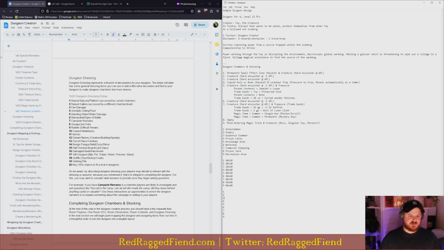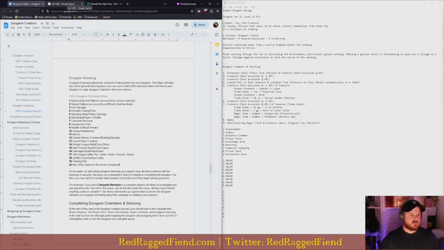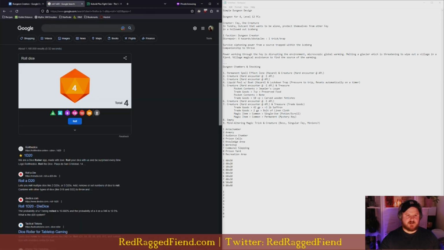So dungeon dressing is just sort of like flourishes that you put in the dungeon. Just sort of extra stuff to give it a little something something. So I have a nice d20 roll table here to use. So we'll just rattle these off pretty quickly. 4, unstable ceiling or floor. It goes with our decrepit disrepair.